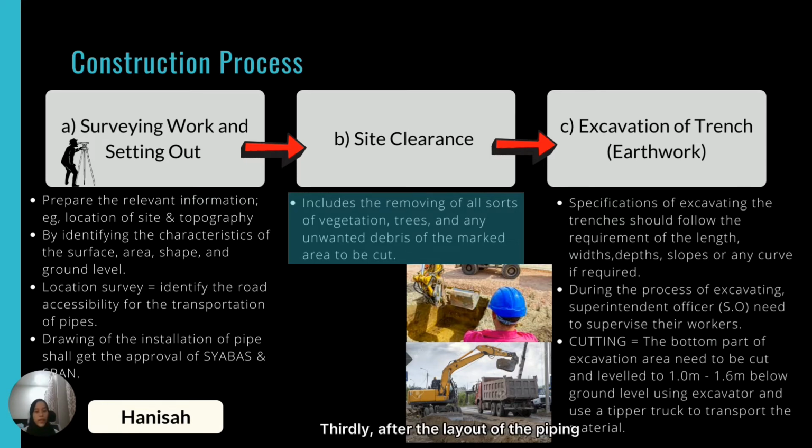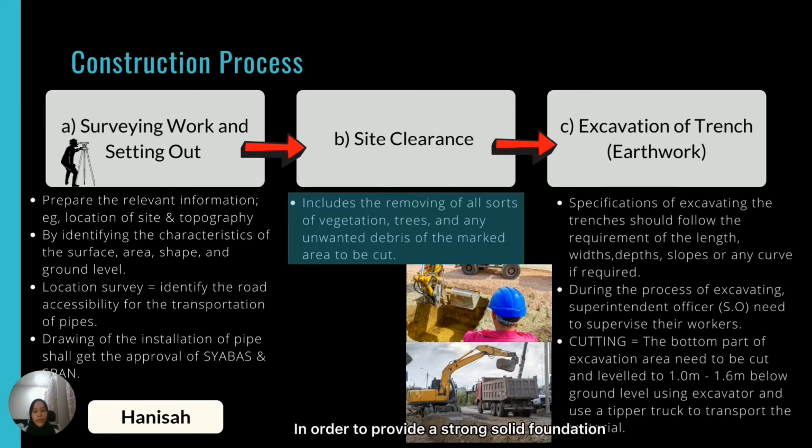Thirdly, after the layout of the piping route has been set, only then can the excavation of the trenches be carried out. The excavation process should follow the requirements such as the length, the width, the depth, slope, or any curve which is required in the project description and specification in the drawing. During the process of excavating, the superintendent officer or SO needs to supervise their workers' tasks.